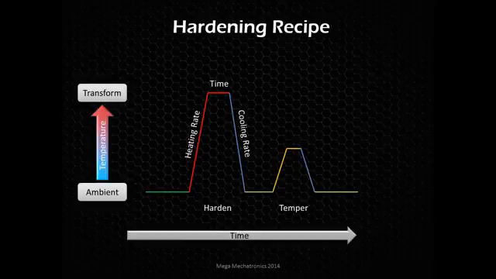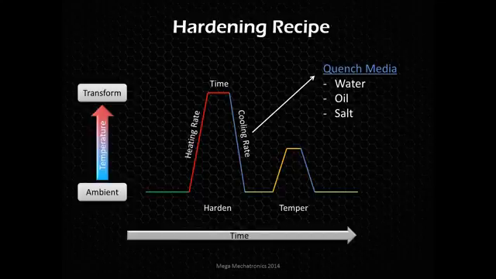The cooling rate is very important. What the cooling rate does, what the quench does, is it locks in a certain desirable crystal structure such as martensite. So different quench medias that are used could be straight water, water with additives like polymer additives, oil, and even molten salt.